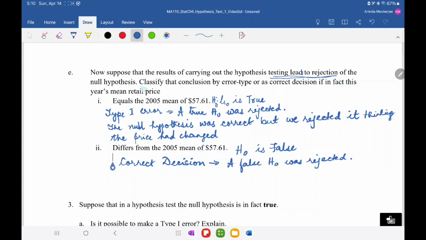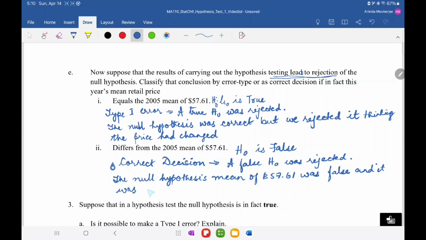So that means with reference to this particular example, we can say that the null hypothesis mean of $57.61 was false and it was rejected, right? Okay, so this is how you should answer questions of this type.